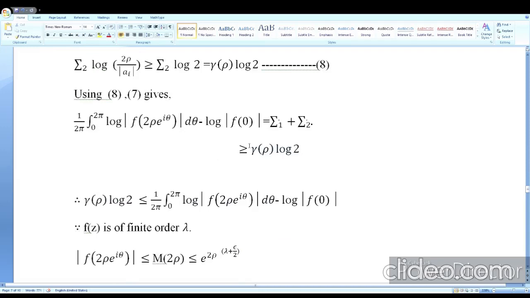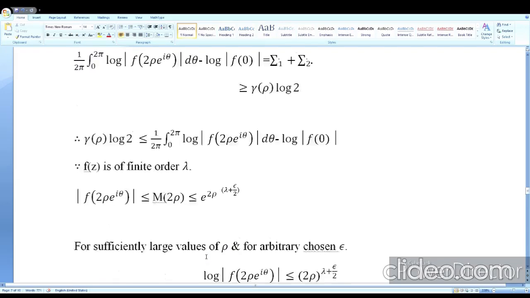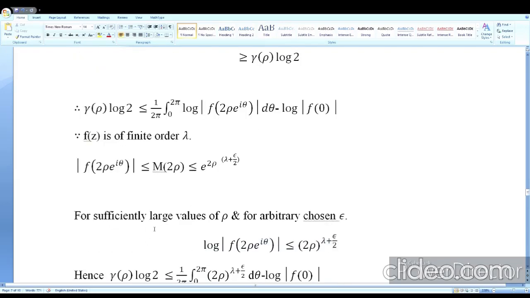Therefore, gamma of rho log 2 is less than or equal to the integral minus log modulus of f of 0. Since f of z is of finite order lambda, modulus of f of 2 rho e power i theta is less than or equal to the maximum value M of 2 rho, which is less than or equal to e power (2 rho) power lambda plus epsilon by 2, for sufficiently large values of rho and for arbitrary chosen epsilon.